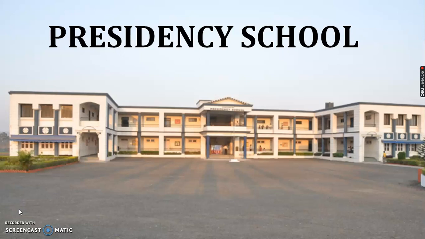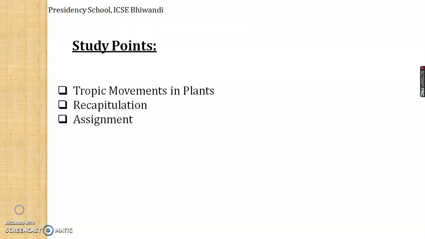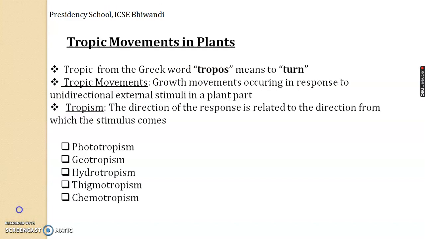I, Heer, would like you to take to the chemical coordination in plants part 2. In our previous video, we have already learned about the plant hormones in detail. But in this video, we'll understand what we mean by the tropic movements in plants. We'll understand in detail, we'll recap and a short assignment for you.